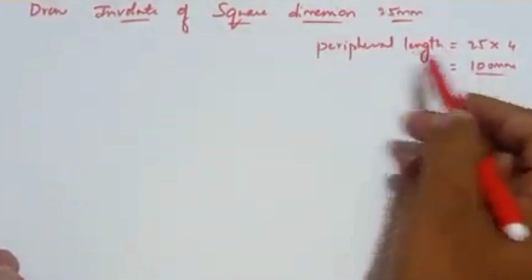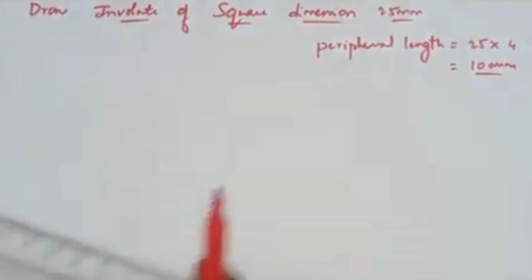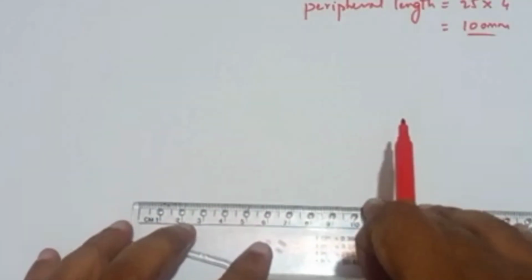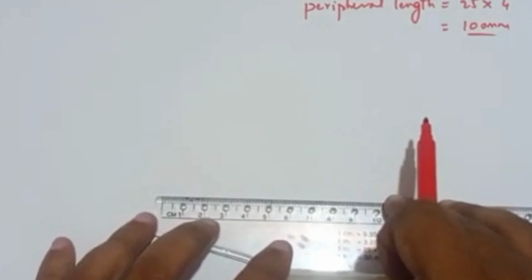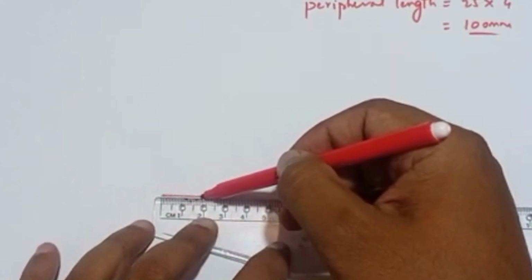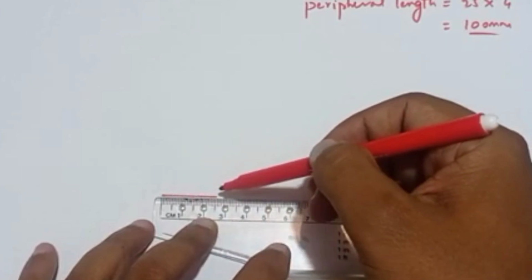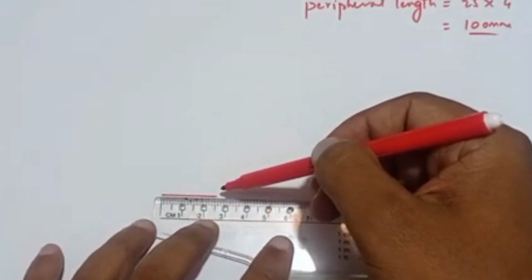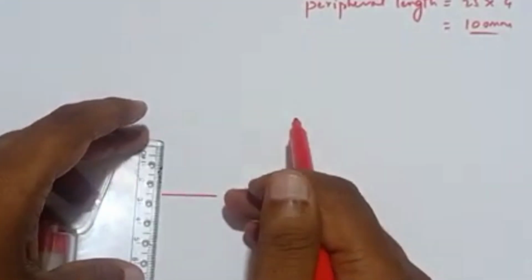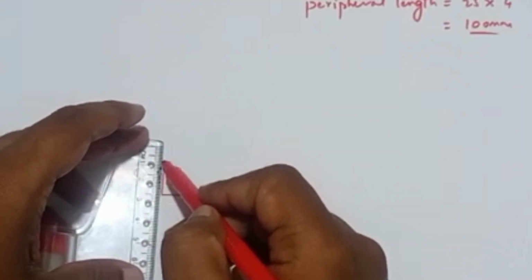Today we are going to construct an involute of a square which has dimension 25. So here, first I will construct a square of dimension 25. Using the scale, I will draw a 2.5 centimeter horizontal line. Vertically also I will draw. Construct the square, so vertically also 25 mm.